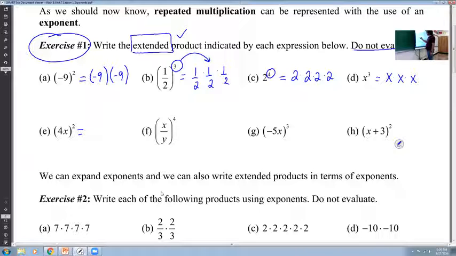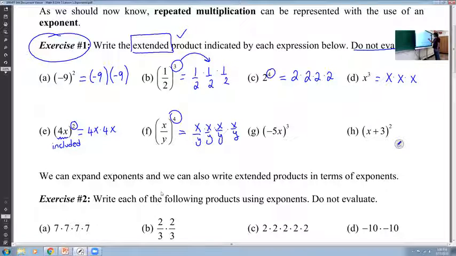And this time, this exponent 2 is for 4x. It is not just 4, okay? So it is like an umbrella, it is included. Who is under the umbrella? 4x. So that means that the whole thing is being repeated twice. Okay, 4x times 4x. So who is under the umbrella? X over y, right? So it will be repeated 4 times: x over y, x over y, x over y, x over y.